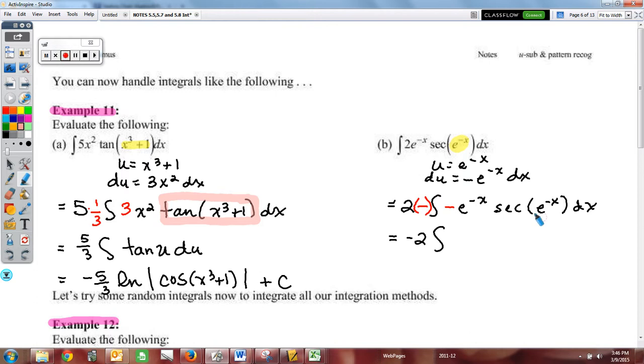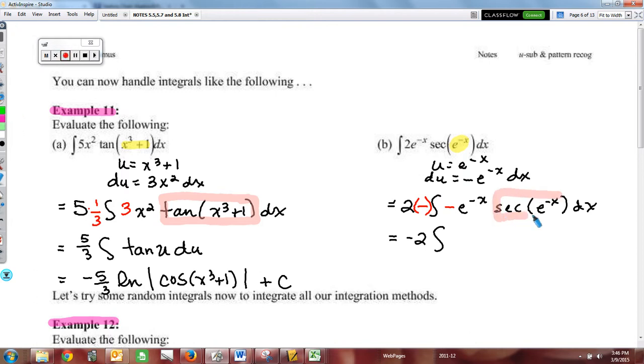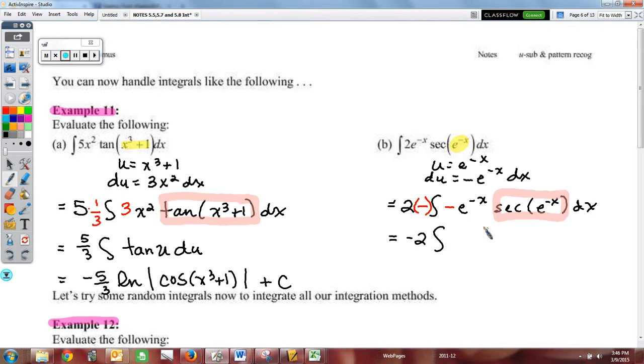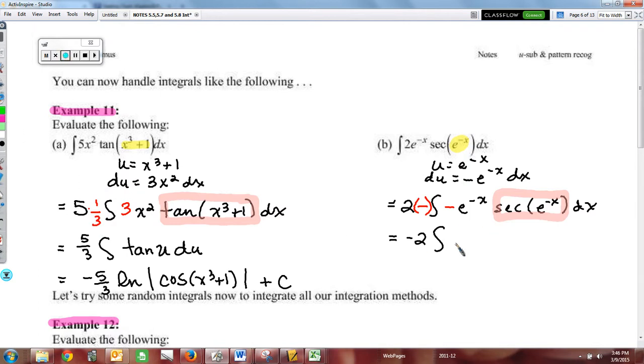Our box in this case is going to be the secant of u. So I pack all the derivatives on the outside from the chain rule process back in. So I have secant of u, and then these two go together to make du. So now I have to integrate the trig integration rule for secant.